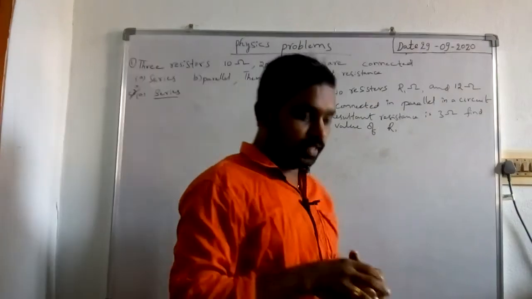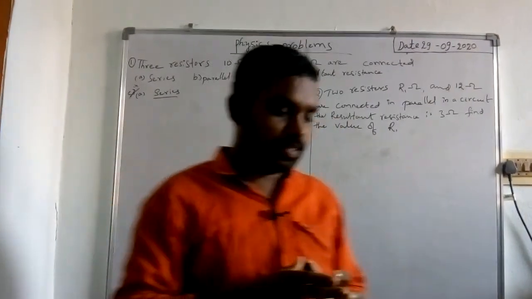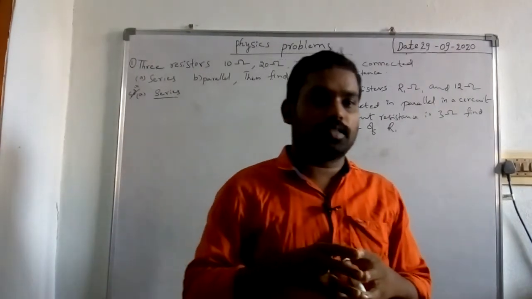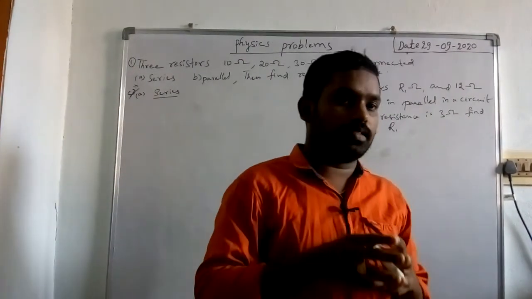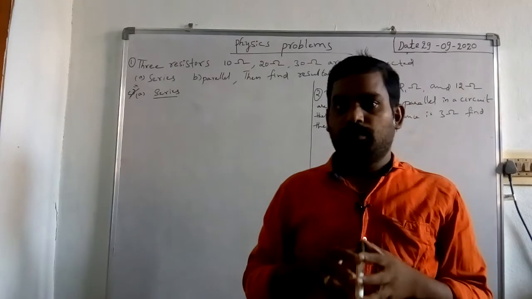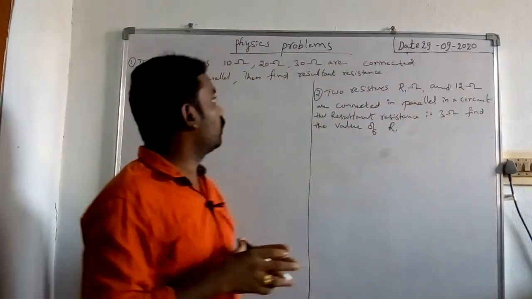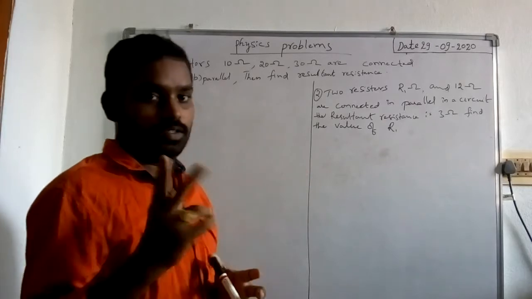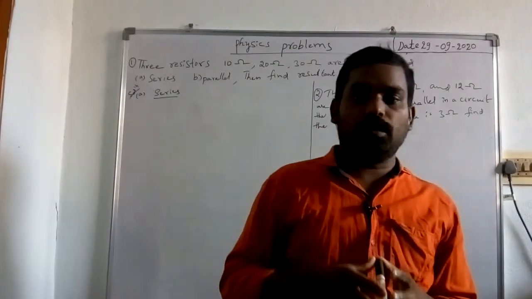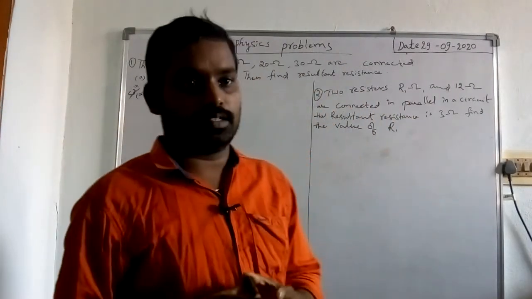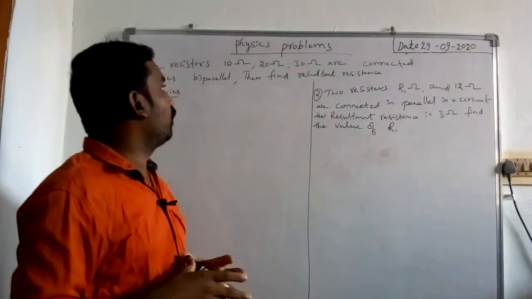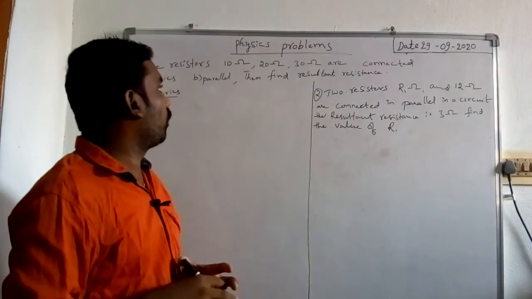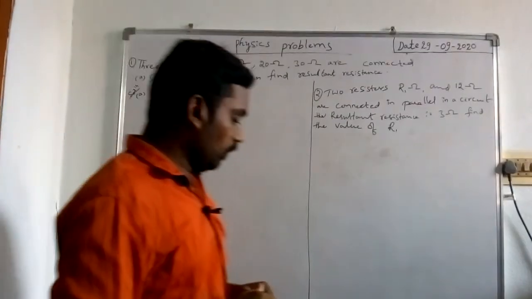In this physics class, last class we studied series connection and parallel connection of resistors. Today we are going to discuss problems on those formulas. We learned two formulas, one for series connection and another for parallel connection. For those two formulas we are going to do problems. Physics problems are very easy.